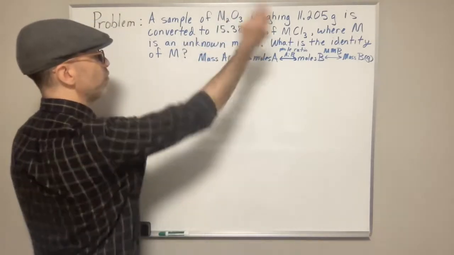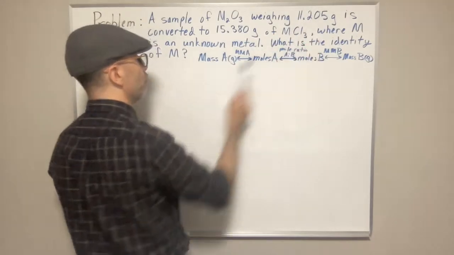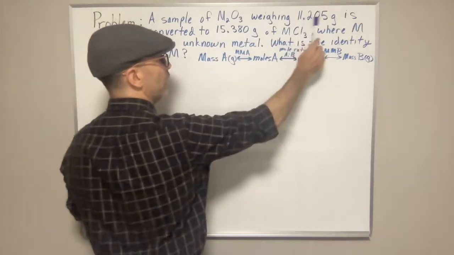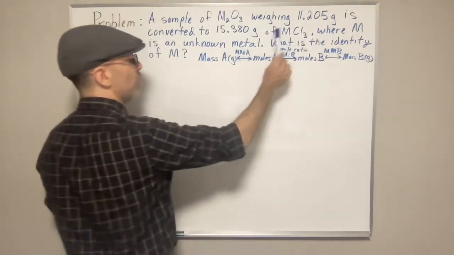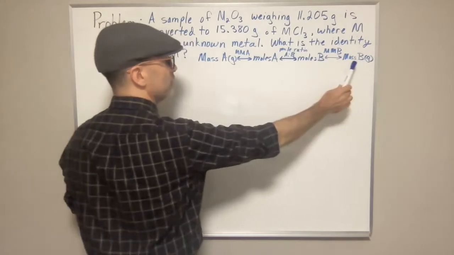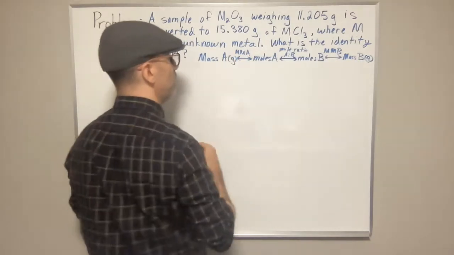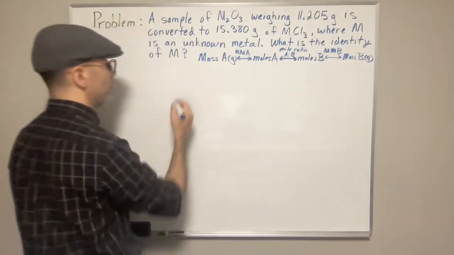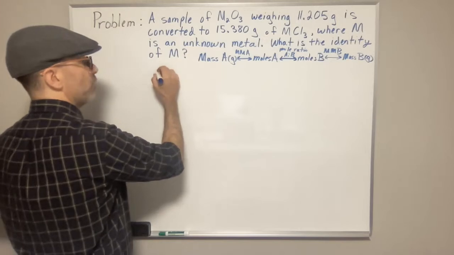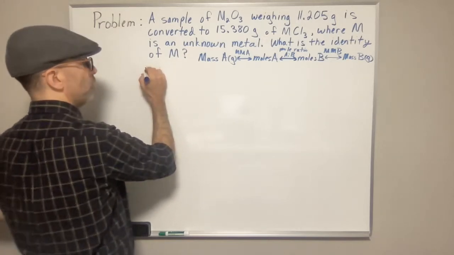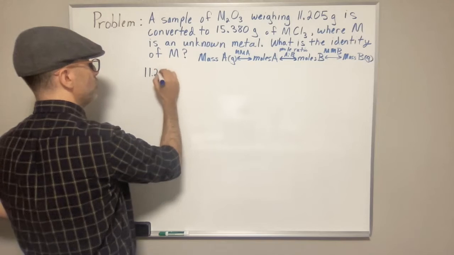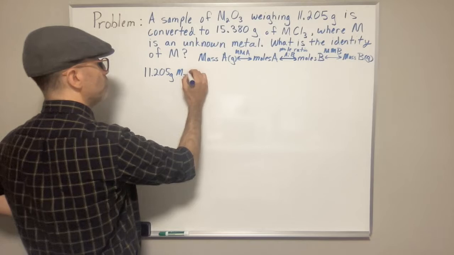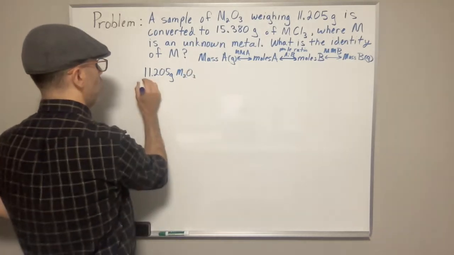They give me the mass of M2O3, and then they tell me it forms this amount. So why don't I go through these steps to get to the mass of B, which is going to be this here. I start with the mass of A, which is 11.205. I'm going to start over here: 11.205 grams of M2O3 over 1.